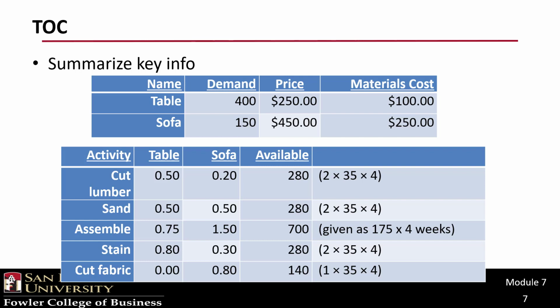Staining is 0.8 hour for the table, 0.3 for the sofa. Again, I had 2 employees, 35 times 4, that's 280 hours a month. And then cutting the fabric was not required at all for the table, but that required 0.8 of an hour for the sofa. And the time I had available was 1 individual, 35 hours a week times 4 weeks is 140 hours per month.